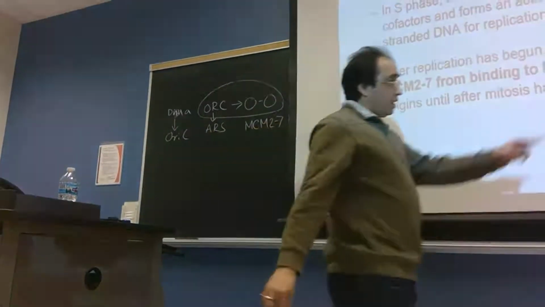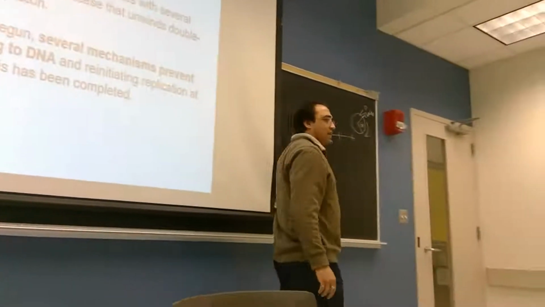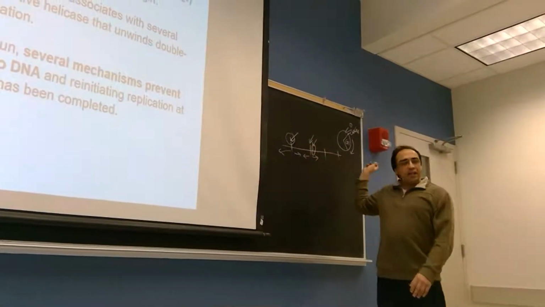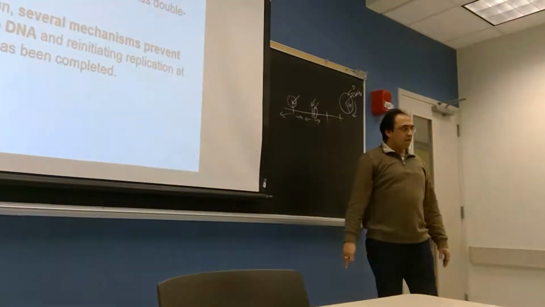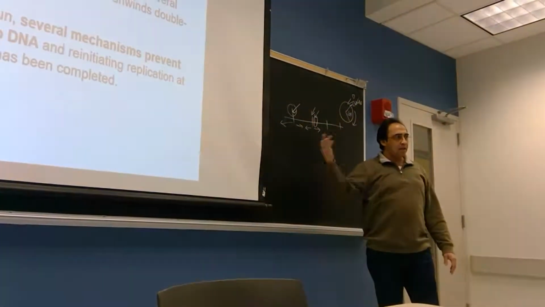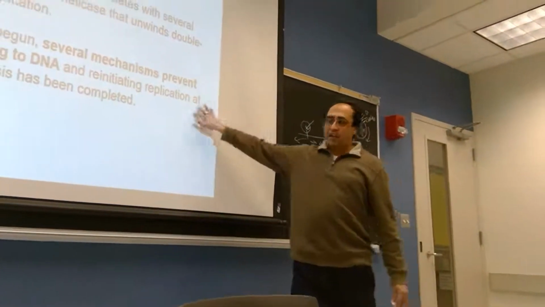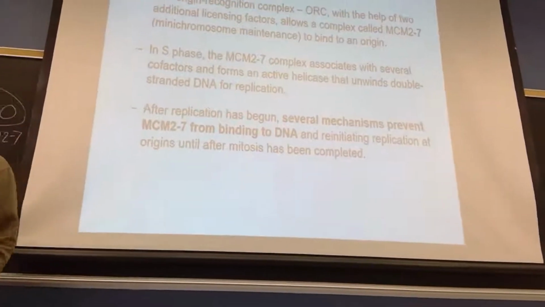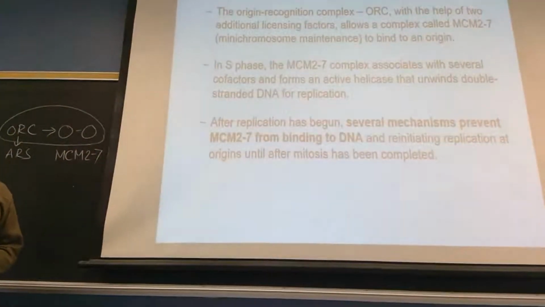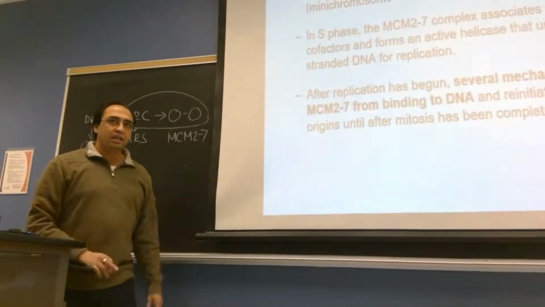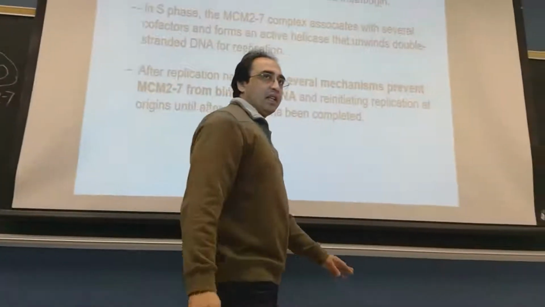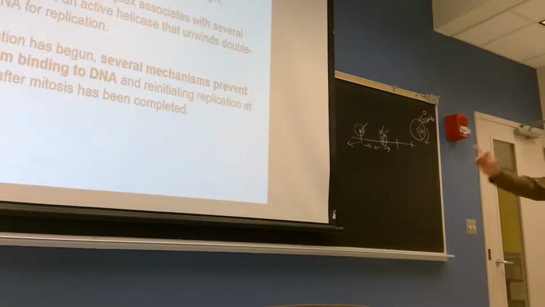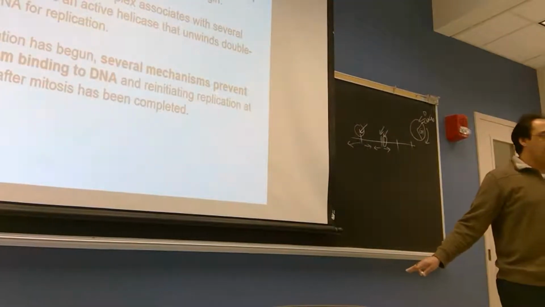Now, the question is what the problem was. When the replication starts, there is no further function for MCM. If they move to another part, they can start replication there. If they move to another chromosome, they can start replication there. But that can be prevented. There are several other proteins. When the replication starts, they prevent the MCM2-7 from binding to the DNA, so they will be inactivated. They will not bind to the origin. They will not bind to the DNA. So there will be no other replication until that replication is finished.